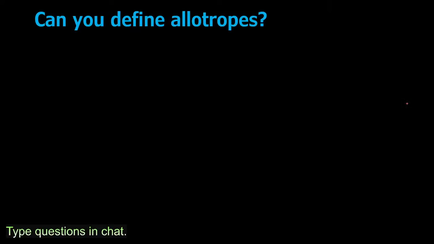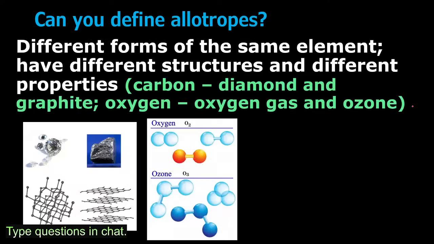Can you define allotropes? All right, so allotropes, do you remember? They are different forms of the same element. So they have different structure and different properties. The two that are tested, the most common, are carbon and oxygen. So carbon exists as many allotropes, but the two most common would be diamond and graphite. And obviously they have different properties.